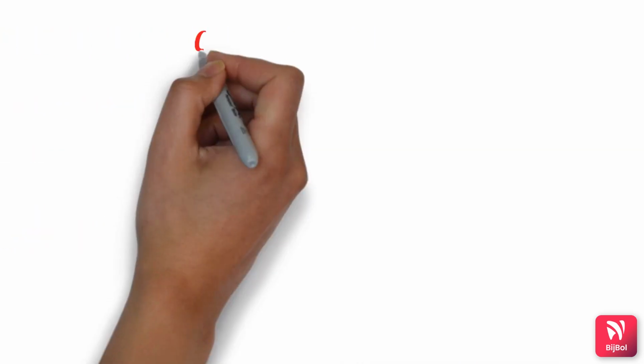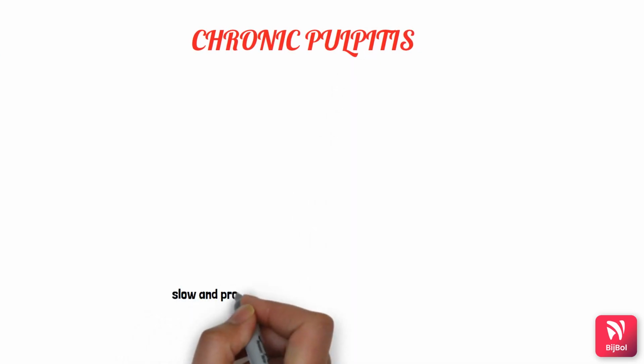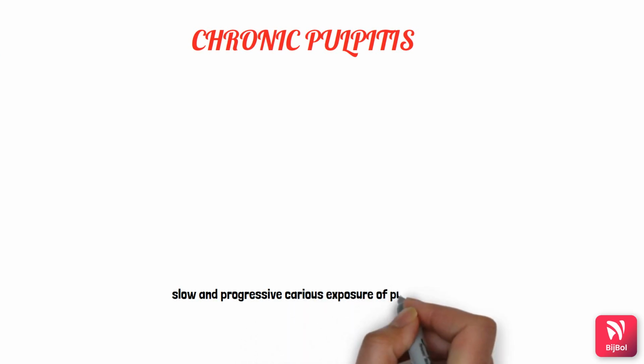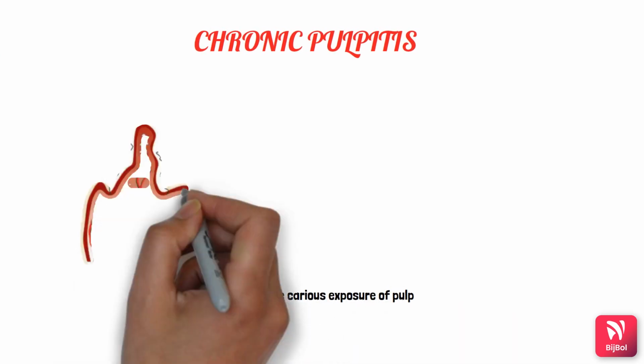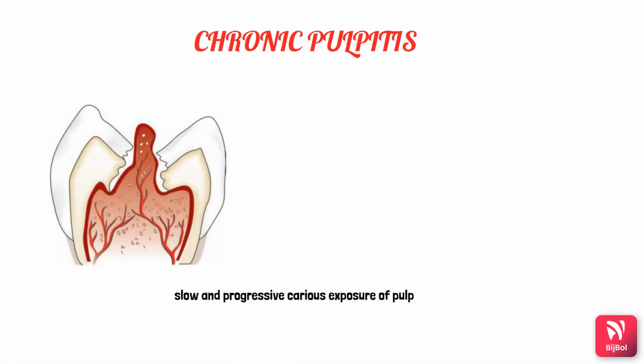Next, we'll see about the chronic hyperplastic pulpitis. It is a slow and progressive carious exposure of the pulp, and it is an inflammatory response of the pulpal connective tissue due to the extensive carious exposure of the young pulp.